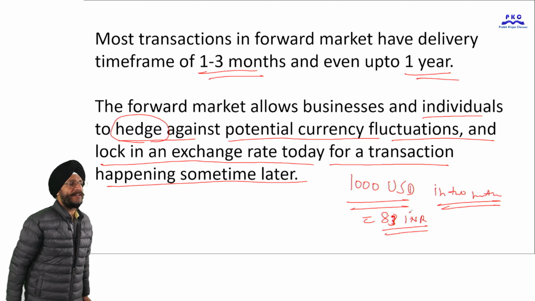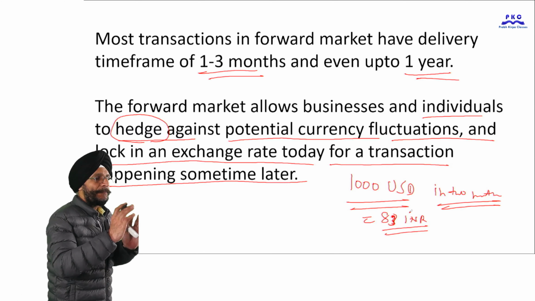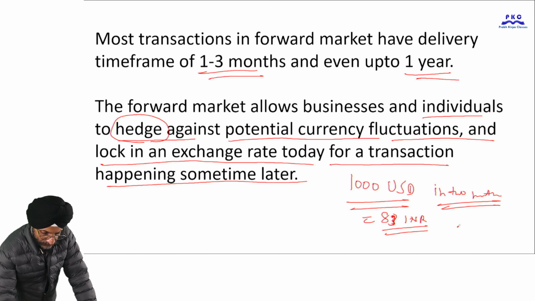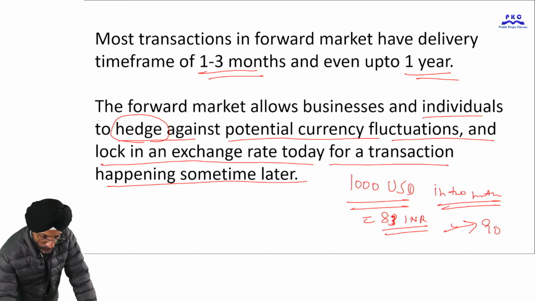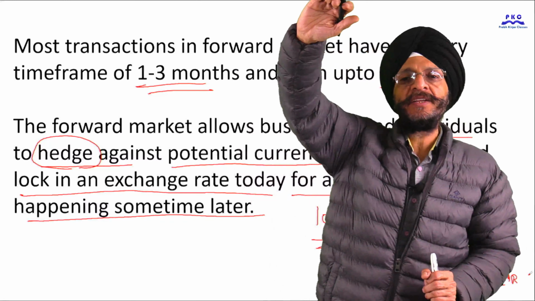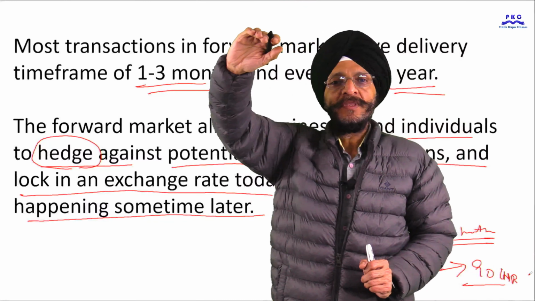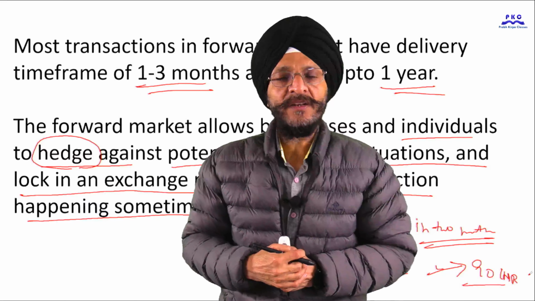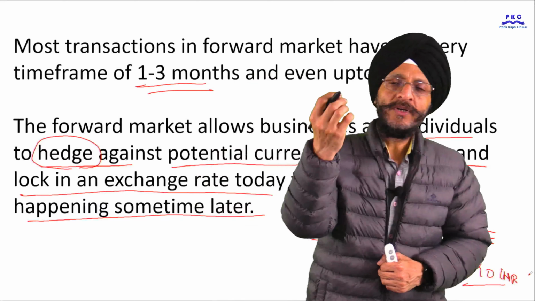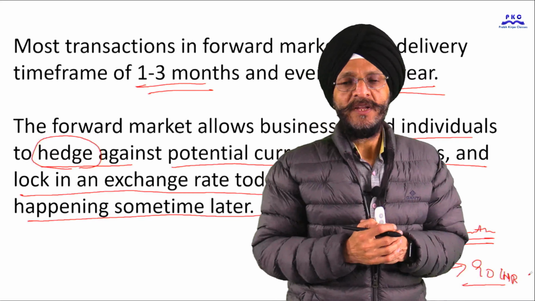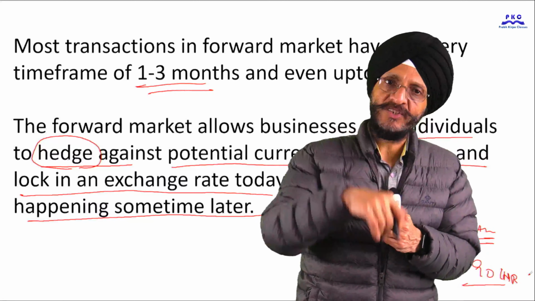So if we think that the price of US dollars is likely to increase to say 90 rupee in 2 months, then we may think that we should enter into a forward market transaction and purchase US dollars now.